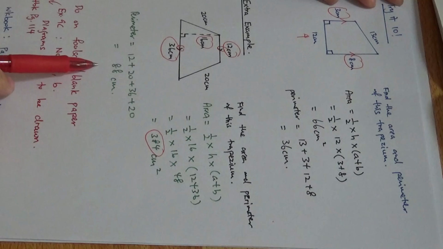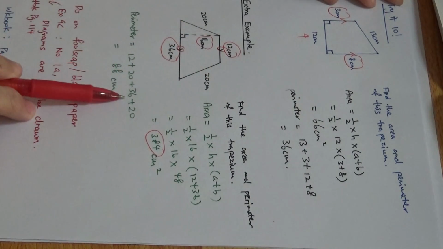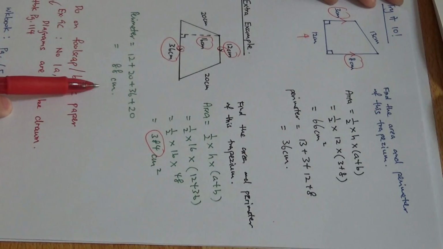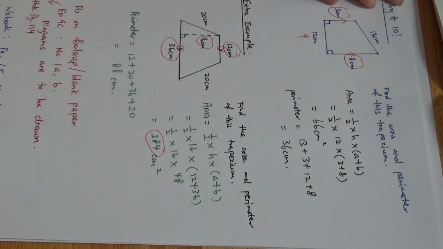Now for perimeter, we add up all the boundary. So we take 12 plus 20 plus 36 plus 20, you will get 88 cm. So this extra example, you will copy it on page 116 at the blank space below. Now feel free to pause the video anytime if you need to copy something or you need to refresh. Or if you want to repeat the video, please feel free to do so.